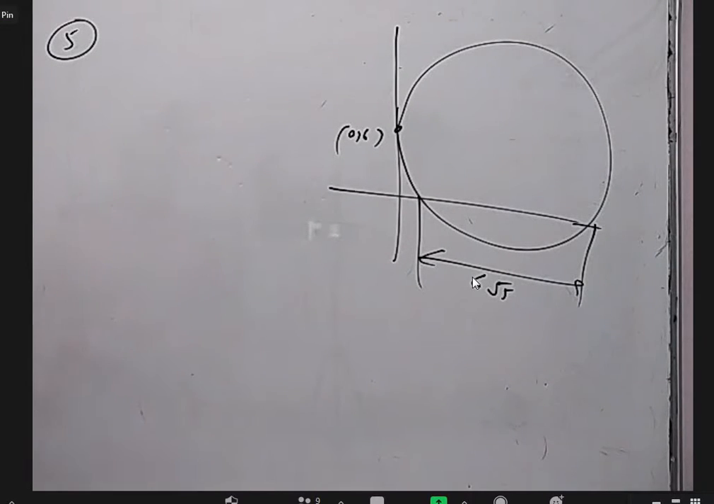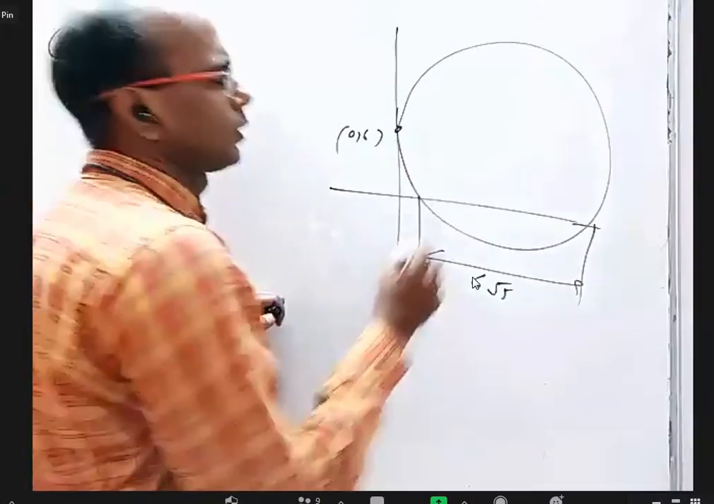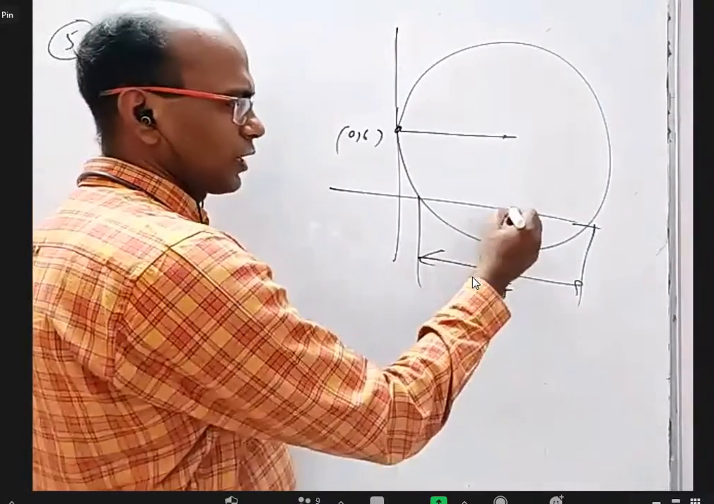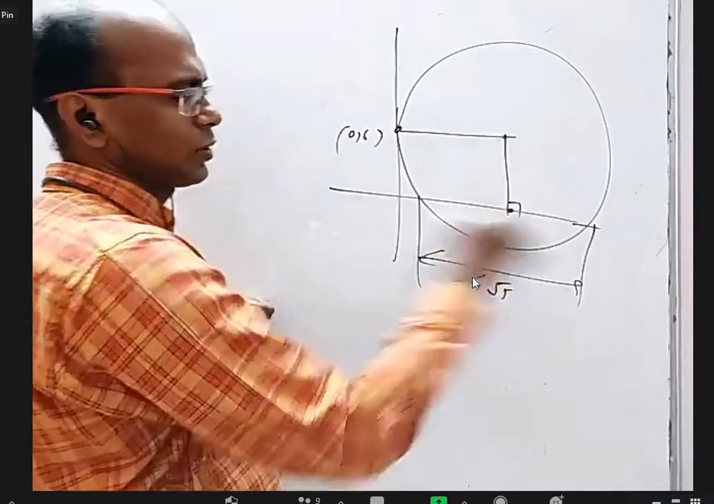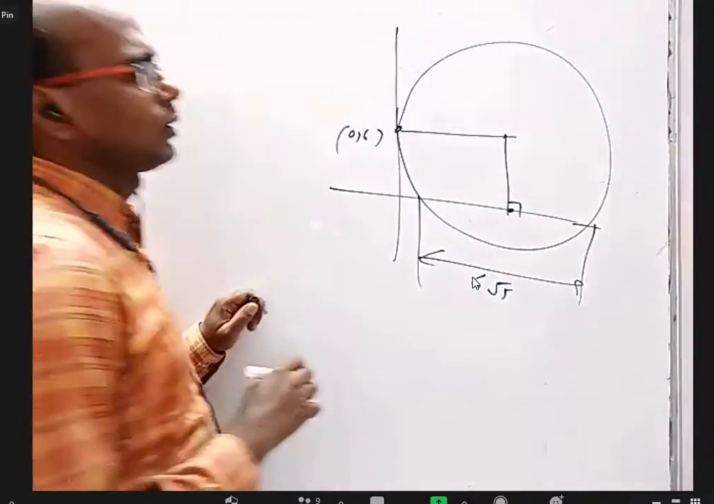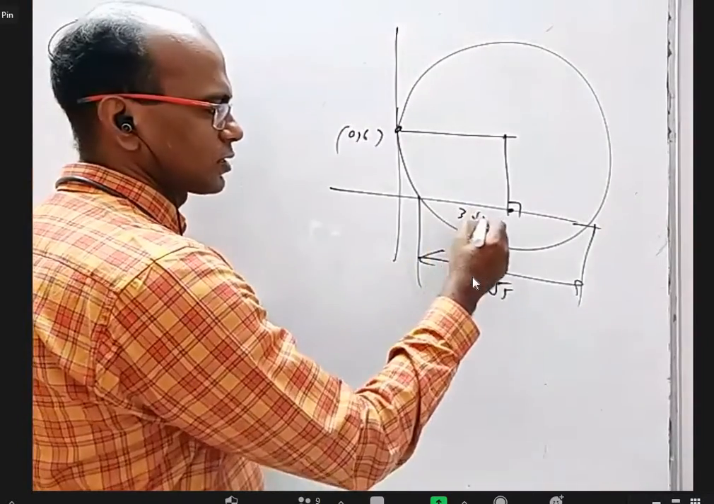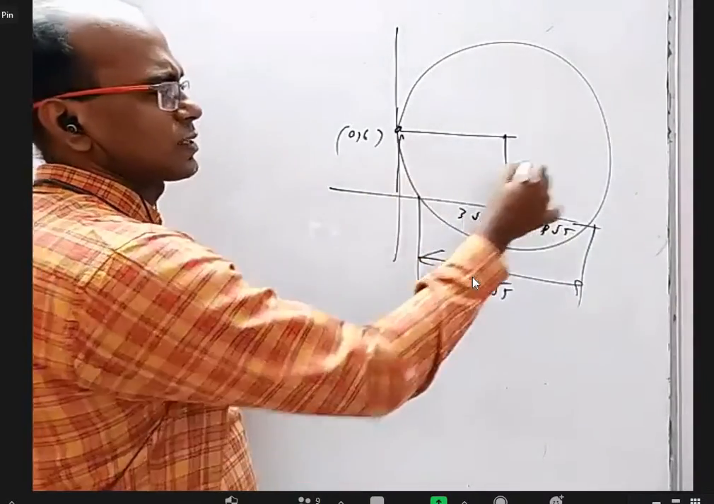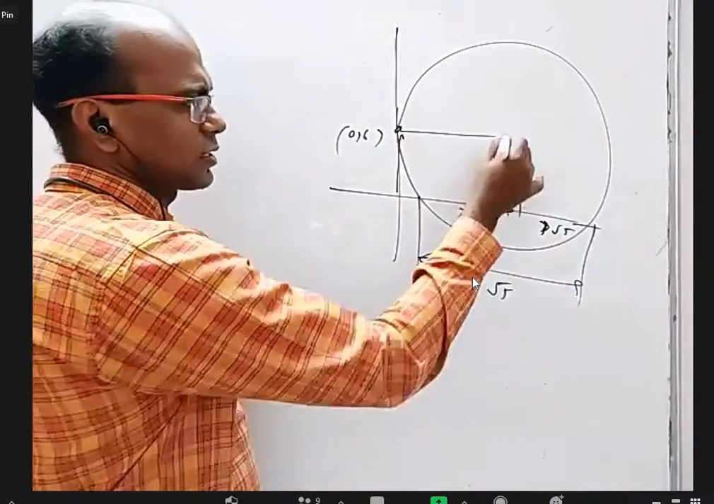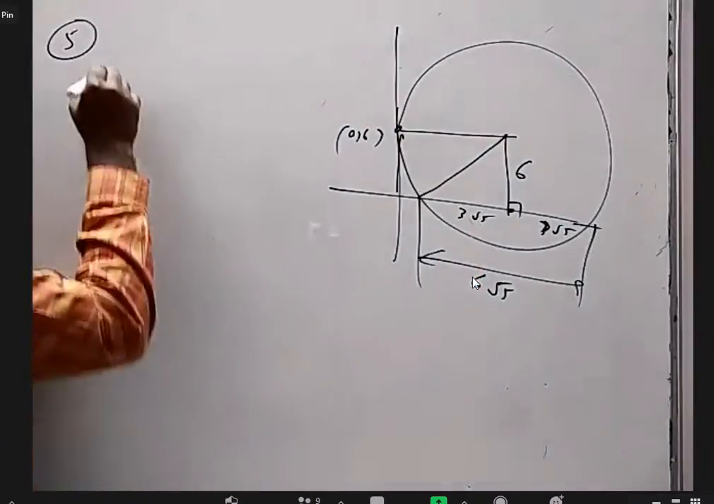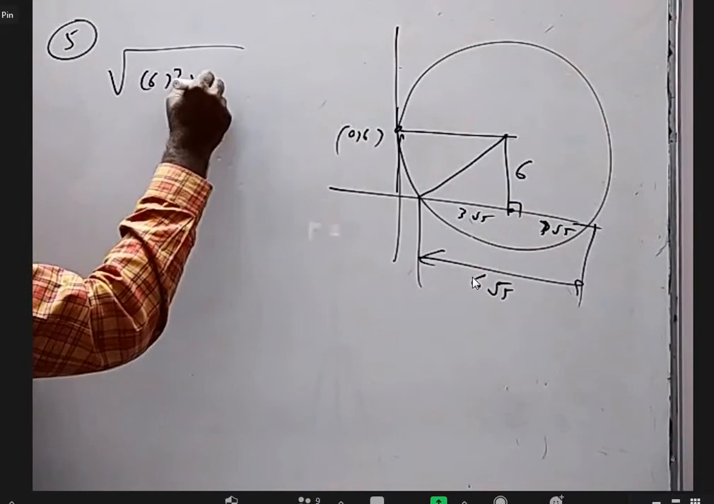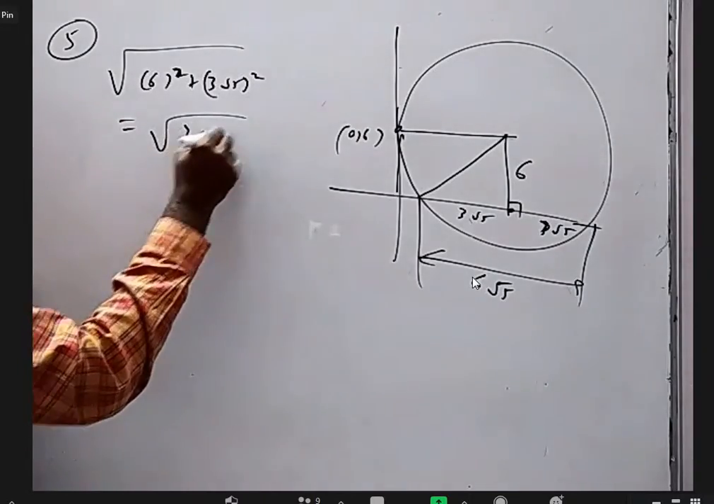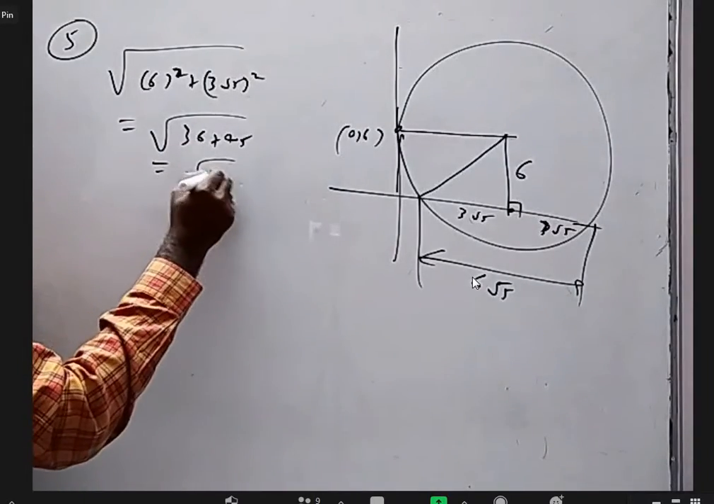If you do it, it is very, very easy. You can also do it by formulas. If the center is here, it has to be on a horizontal line because the tangent is vertical. If you take the midpoint of the chord and join, this angle is 90 because this is horizontal and this is vertical. Now, this is 6 root 5, which means this is 3 root 5 and this is 3 root 5. This is (0, 6) and this height is 6. If this is 6 and this is 3 root 5, the radius is root over 6 squared plus (3 root 5) squared. That is root over 36 plus 45, root 81, which is 9.